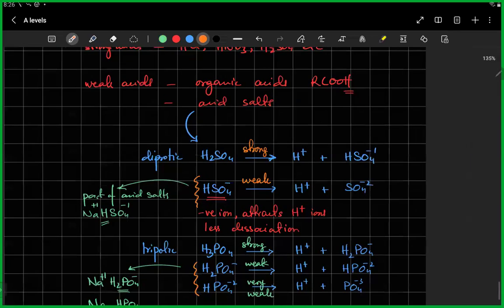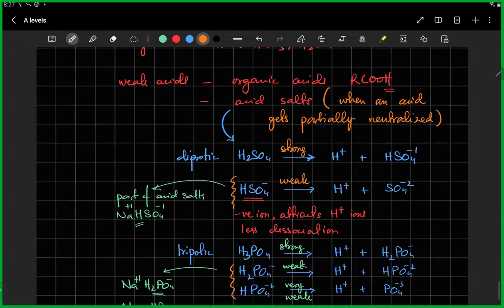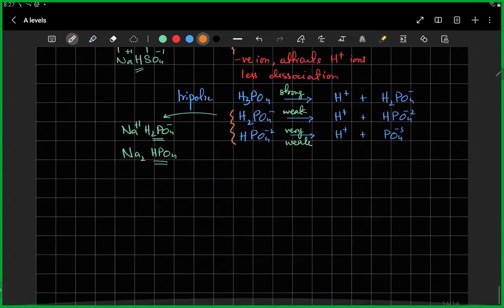Here I'm adding what acid salts are: when an acid gets partially neutralized. Okay, that's what it is.